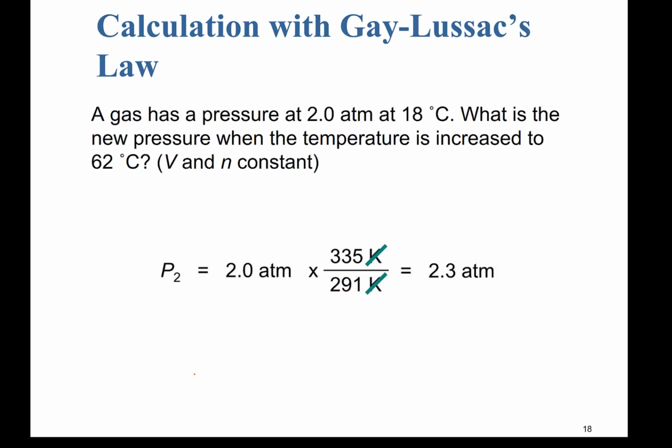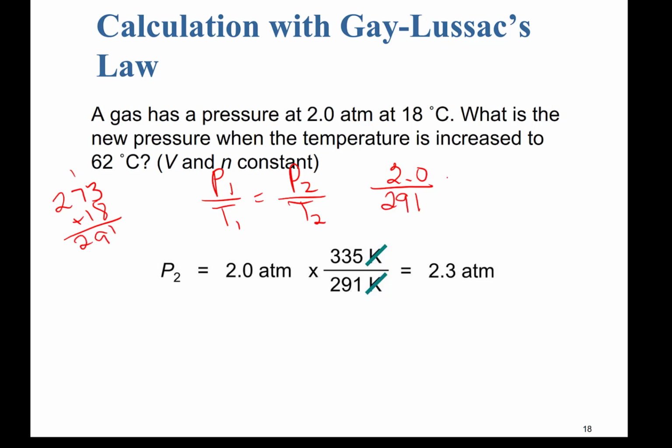So here's an example. I'm going to set it up as P1 over T1 equals P2 over T2. So it has a pressure of 2 when my temperature is 18. So 273 plus 18 is 291. And we want to know the new pressure when the temperature is 62. So 273 plus 62, 335.